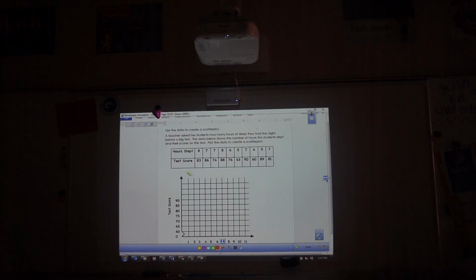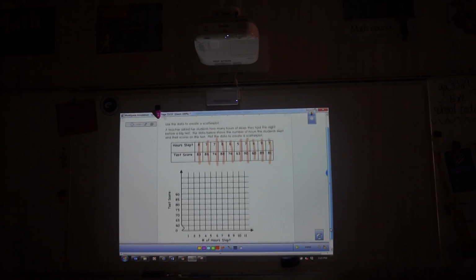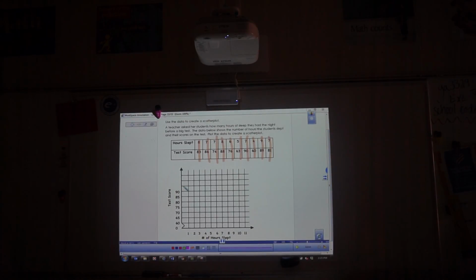So look, we're going to graph these. We're going to graph each one of these points. These are coordinates. We're going to graph them. Okay, and notice they're not going to be perfect. That is okay. So we're going to do the first one. We're going to go over 8. So this is 8, 83. The first coordinate is over 8, up 83.